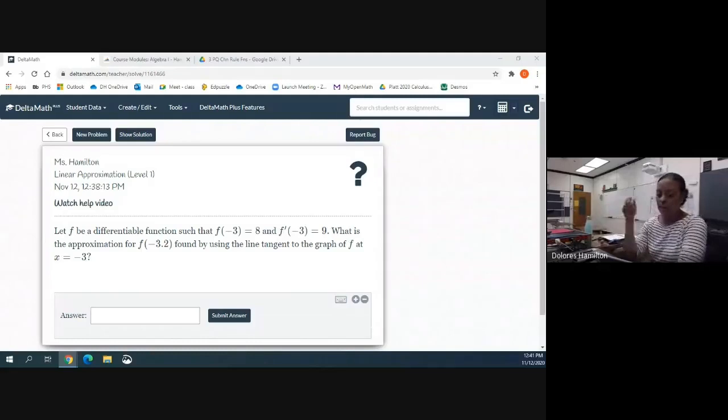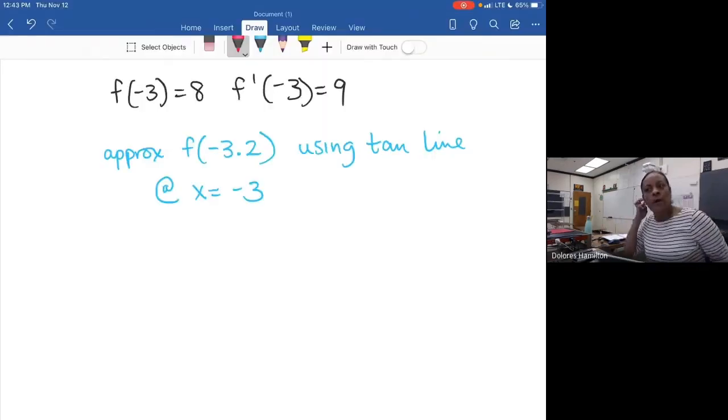So here we go. Here is the first of our questions. We are given that f is differentiable, and we know these two things about f. f of -3 is 8, and f prime of -3 is 9. And we want to use that information to make an approximation for f of -3.2. We're going to use the tangent line to make that prediction at x equals -3.